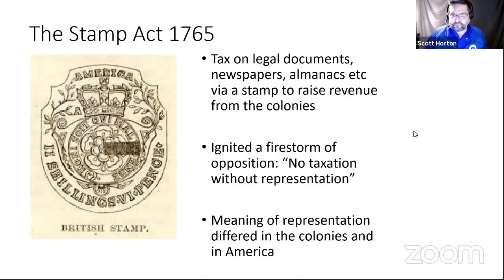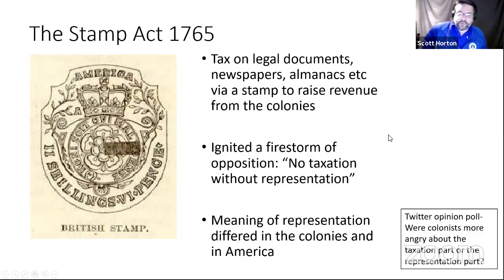So, a Twitter opinion poll here, and Ms. Farr is going to get this kicked off for us. Were the colonists more angry about the taxation part, or were they more angry about the representation part? Is it the economic consequence, or is it the representation part, the political or civil rights consequence of this? When I talked about the Sugar Act, I emphasized it was less the economic than the threat to their rights that they saw in it. So think about that question. We'll see what the Twitter poll comes up with here, which is the more important of the two.